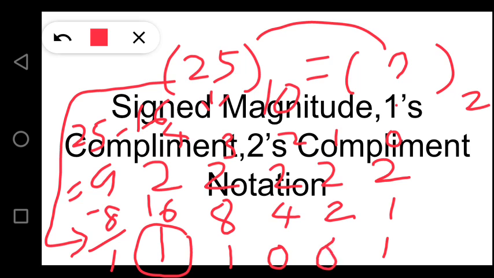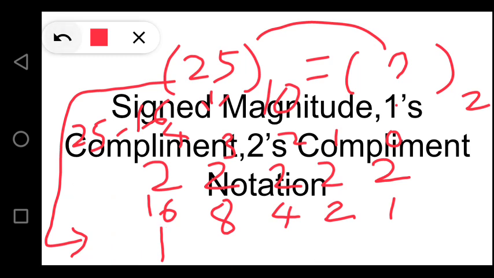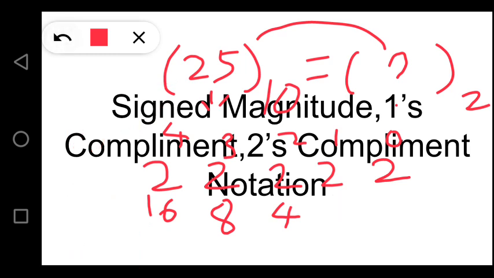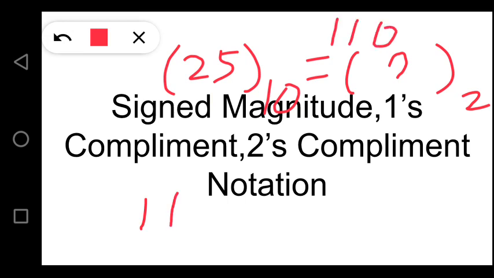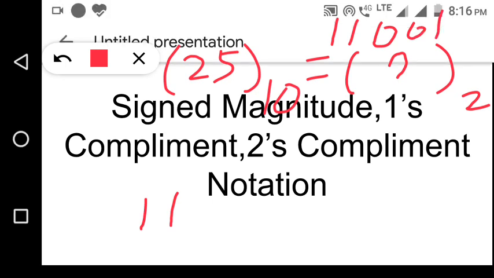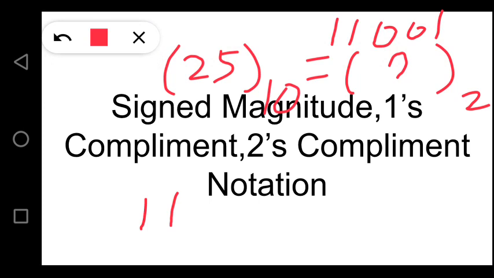So the number would be 11001. I hope everybody is clear with this concept. Otherwise, it is not possible to understand one's complement and two's complement. We'll be doing some additions and subtractions over here. So before that, you should know how to convert a decimal number into its equivalent binary value. So 11001 is the binary equivalent of the decimal number 25.